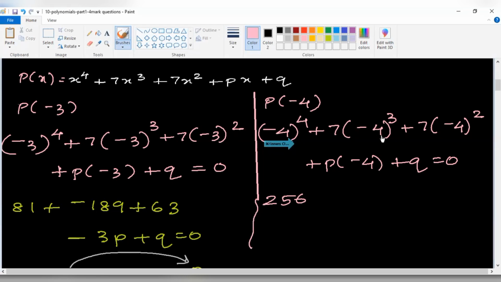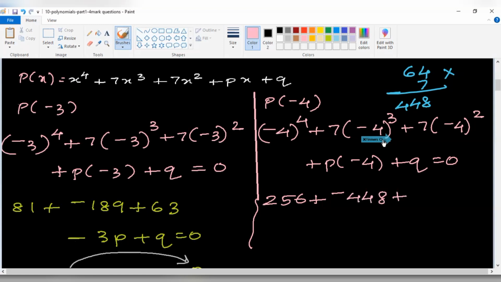Then here a negative number raised to 3 is finally negative. And 4 into 4, 16. 16 into 4, 64. 64 into 7 we have to do. 64 into 7 is 448. So it is negative 448.